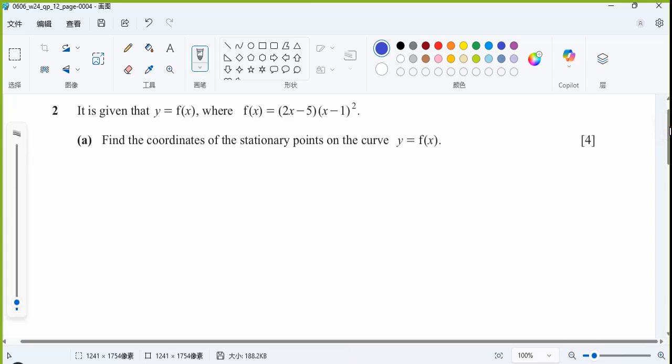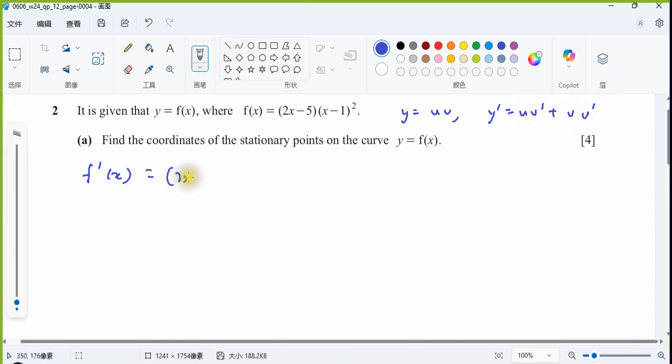Question number 2. It is given that f(x) = (2x - 5)(x - 2)². Find the coordinates of the stationary point on the curve y = f(x). So we find the first derivative f'(x). Okay, so we have the uv, then y' will be uv' + vu'.